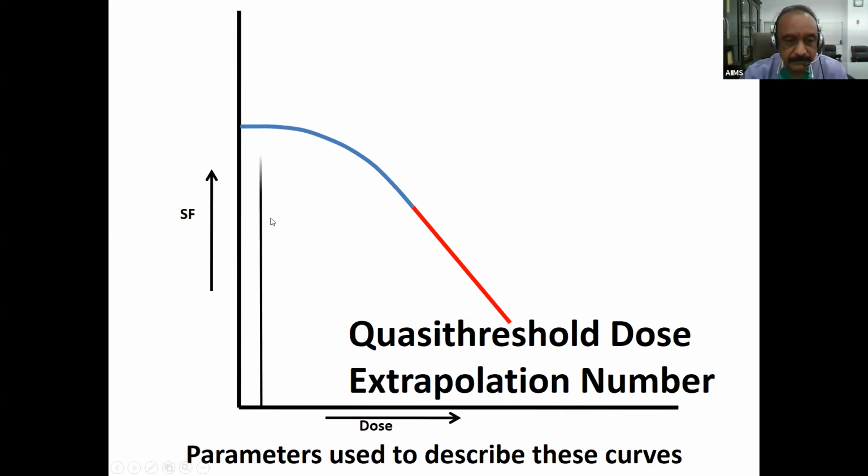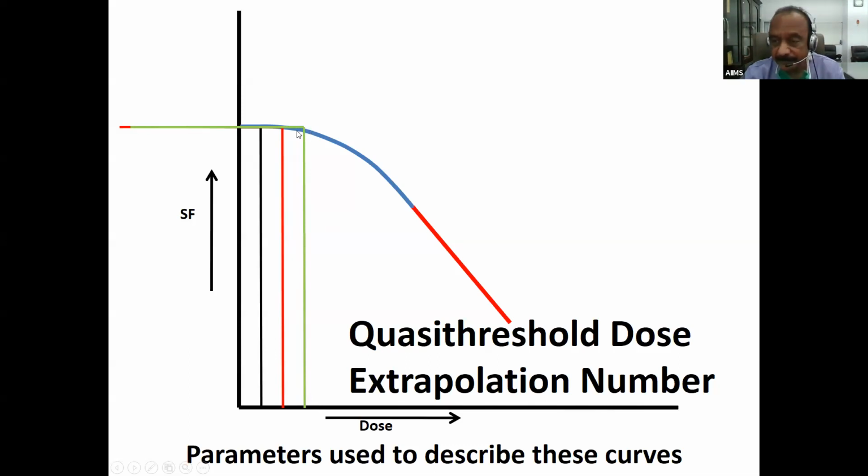Now I give this dose and there is no reduction in survival fraction, which means there is no cell kill, right? When I further increase the dose, still there is no reduction in survival fraction, which means still there is no cell kill. When I further increase the dose, and now you see there is reduction in survival fraction, which means that up to this dose, there is no effect of radiation on the cell kill.